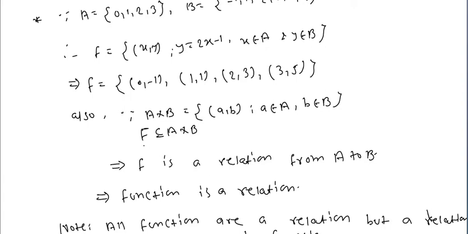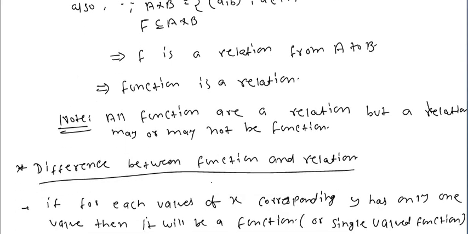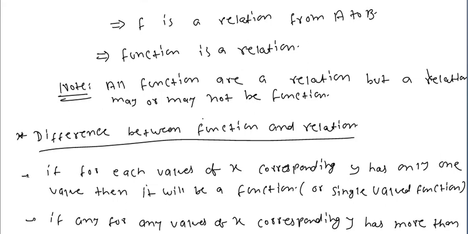Why? Because just recall the definition of relation. The definition of relation is a subset of the ordered pairs of A cross B, that is, a subset of the Cartesian product of two sets A and B. A function is a relation. Note, very important point: all functions are relations, but a relation may or may not be a function.